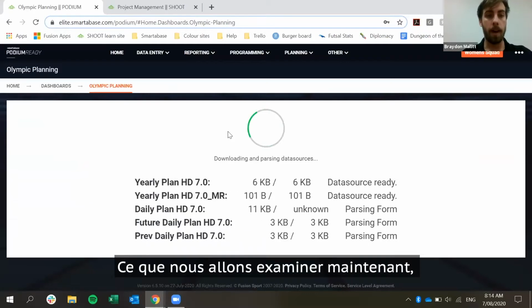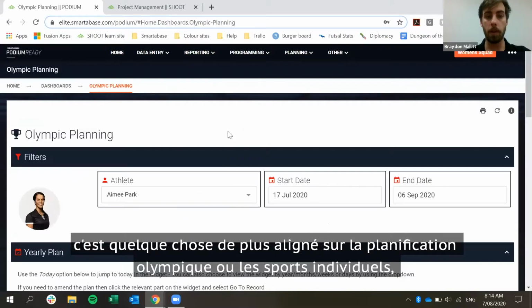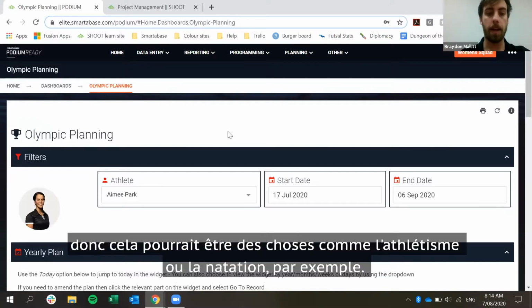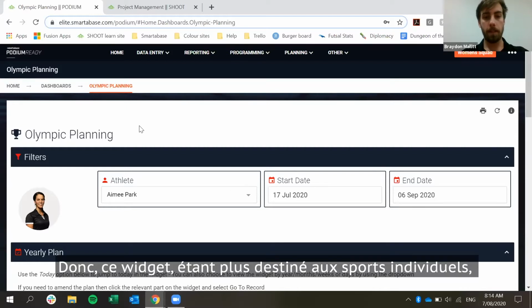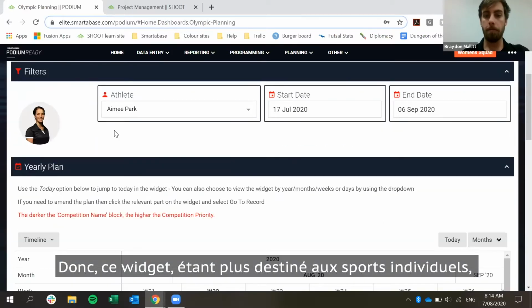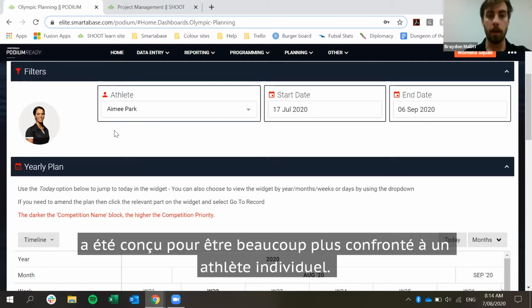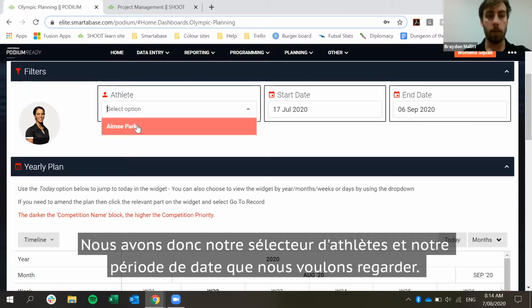What we're going to look at now is something more aligned to Olympic planning or individual sports. So that might be things like athletics or swimming, for example. So this widget, being more for individual sports, has been designed to be a lot more individual athlete facing. So right from the top, we have our athlete selector and our date period that we want to look at.